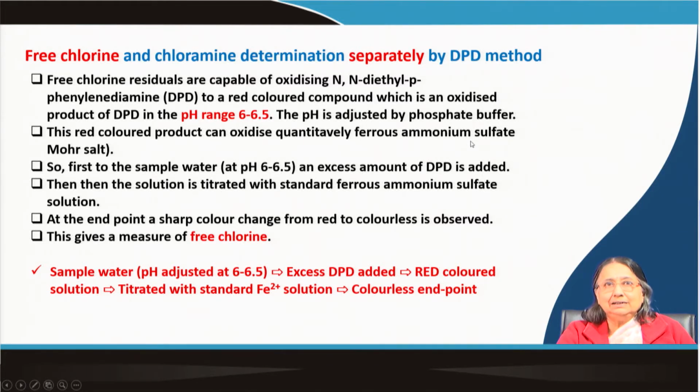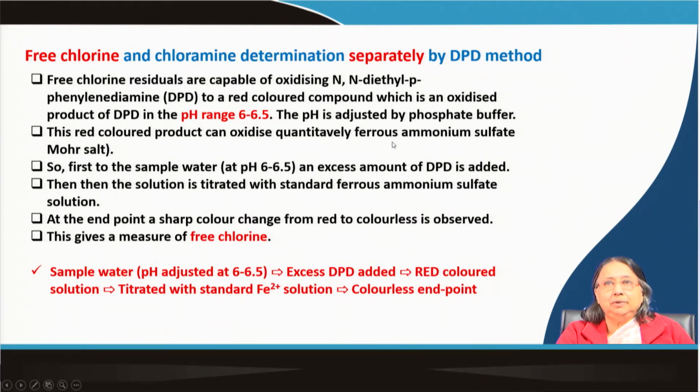So, it is oxidized. So, this red colored product, which is the oxidized product of DPD, can oxidize the ferrous ammonium sulphate, or rather you can tell that ferrous ammonium sulphate can reduce this DPD oxidized product, that is red colored product. Okay. And ferrous ammonium sulphate is a primary standard.